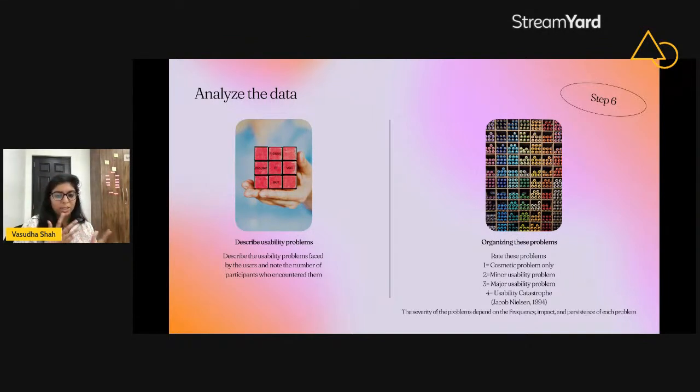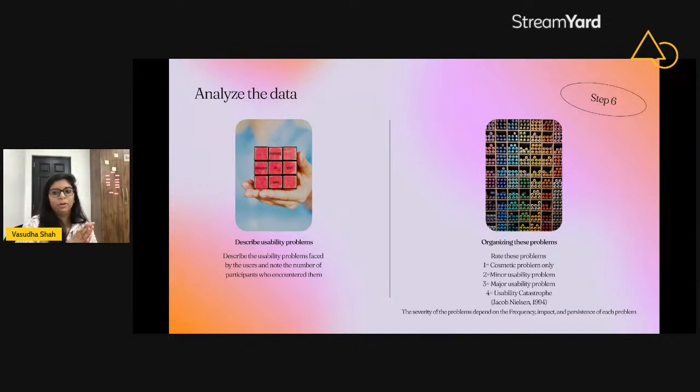2 is minor usability problem, 3 is major usability problem, and 4 is usability catastrophe, right? So just making sure how we are rating each problem. Like maybe in the first two tasks, which were the easier tasks per se, users were taking the least amount of time and the error count was less and things like that. So maybe at that time, Jakob Nielsen, for example, was rating them as number one because they were just cosmetic problems. That's it, right? So that's how you rate problems as well.